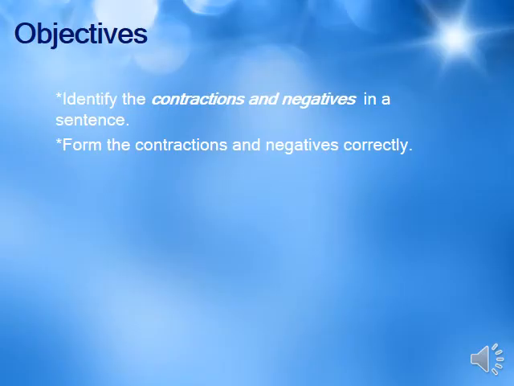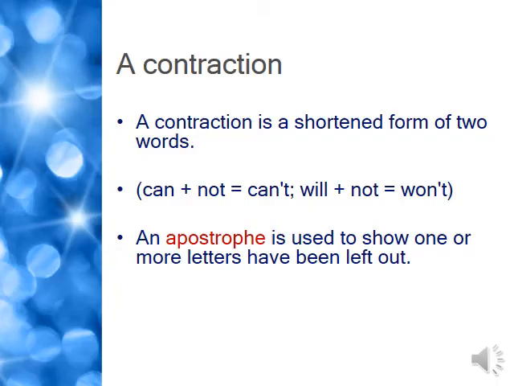The objectives: by the end of this lesson, you should be able to identify contractions and negatives and form them correctly in sentences. A contraction is a shortened form of two words. So, for example, I have two words. I have a verb and not, or I have a subject and a verb. Here, can and not would be can't. Will, a verb and not, also would be one word, won't.